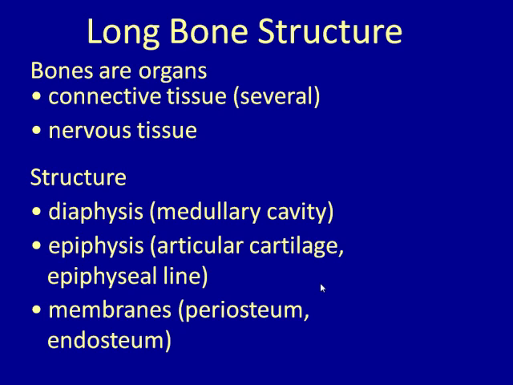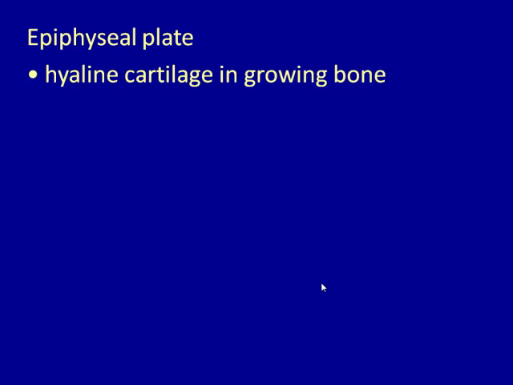And then there are some membranes associated with the bone. The periosteum covers the outside of the bone. The endosteum lines all of the hollow spaces of the bone. So as we look at this epiphyseal plate, the epiphyseal plate is a bit of hyaline cartilage that is seen when bone is growing. The bone itself can't really grow, but the cartilage can.